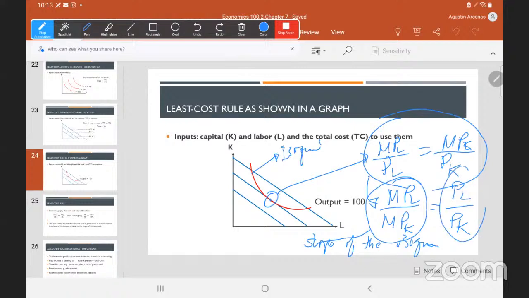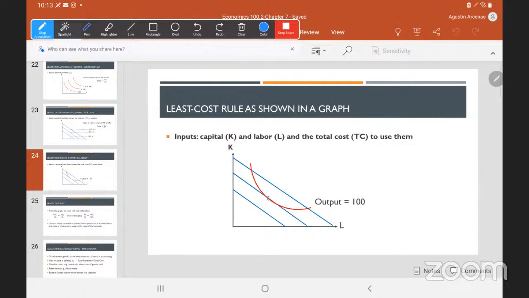And what is this? This is the slope of the isocost. And what is your isocost here? This one, this line. All right. So that condition, this tangency between the isocost and the isoquant is consistent with the least cost rule, which is this one.